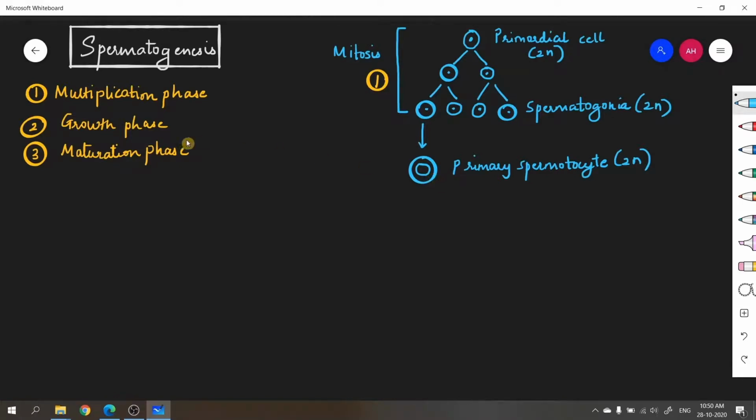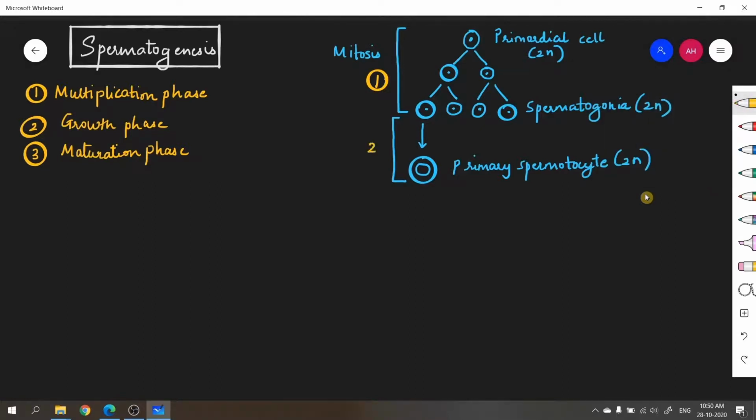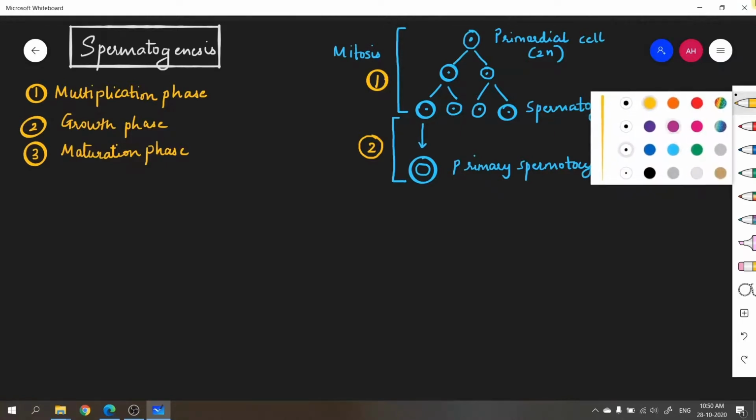So this is nothing but your second phase, which is the growth phase. I'm going to write that here. So this phase where the spermatogonium increases in size by accumulation of food is your second phase. I'm going to write that as number 2. So you will be able to relate that it is the growth phase. Now comes the third phase, the maturation phase, where meiotic division takes place. So what happens is the primary spermatocyte undergoes meiosis. Let me show that here.